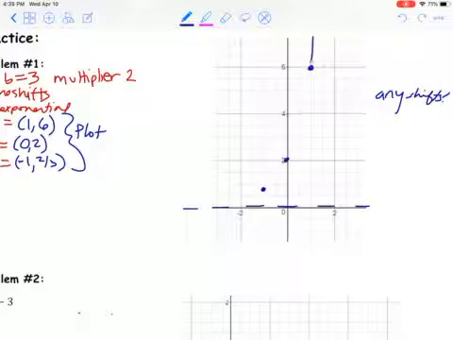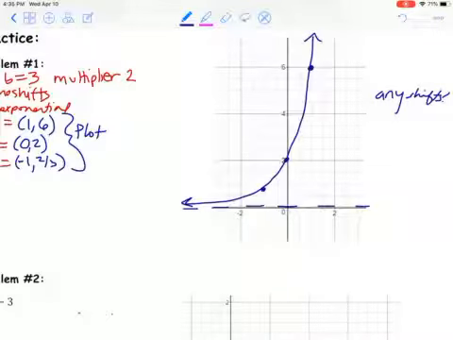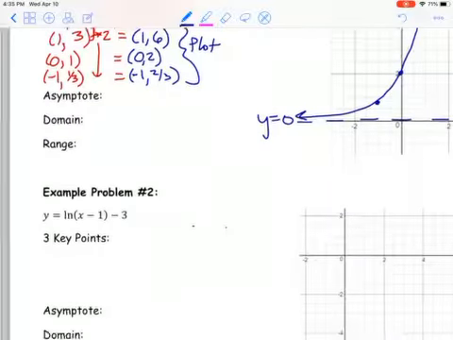Ooh, that was a bad line. And it should be a nice curve with arrows. And I write down where my asymptote is. And it didn't move, so it stayed at 0.